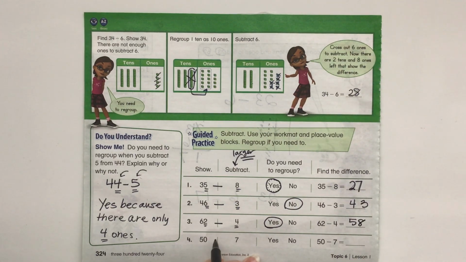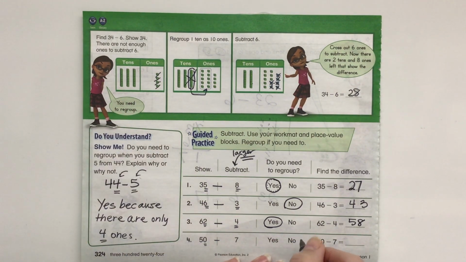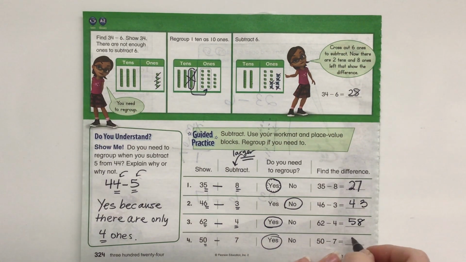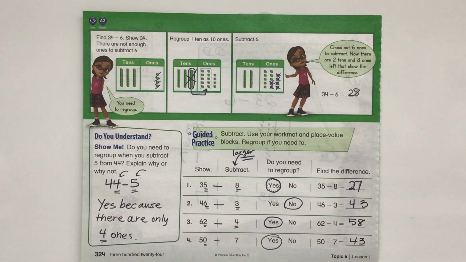And then 50 minus 7. Now, take a look at this one. 0 minus 7. Will that work? If I have nothing, can I take away 7 from it? Nope. So I am going to have to regroup on this one. And I know that 50 minus 7 is 43. And again, you can count back. You can use an open number line. Whatever your math strategy is that you'd like to use, you're welcome to do that.